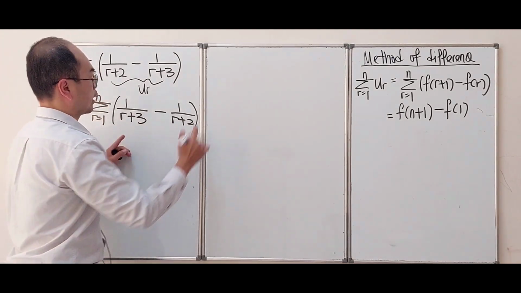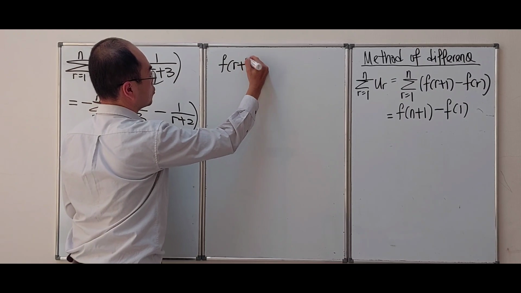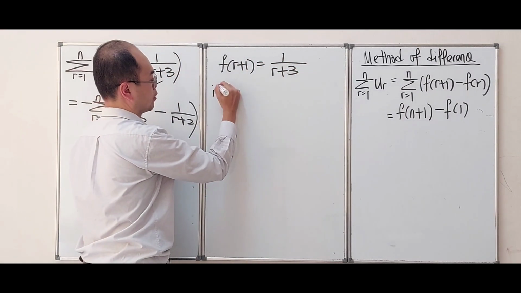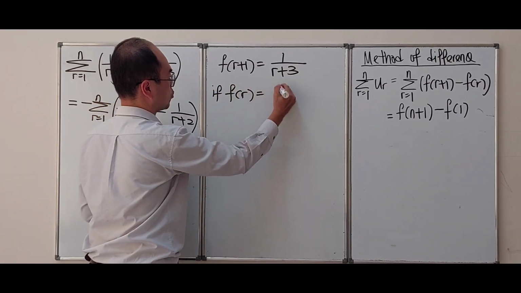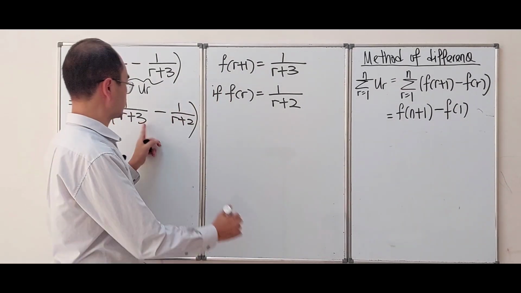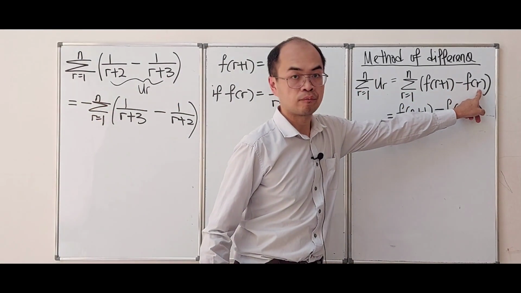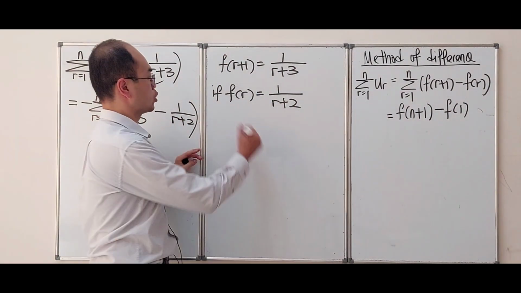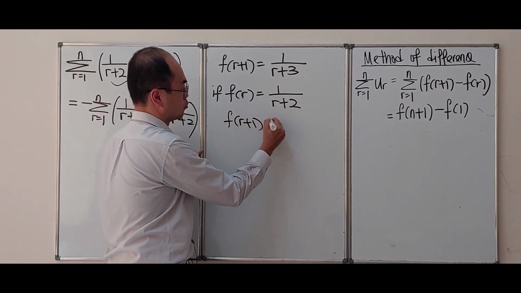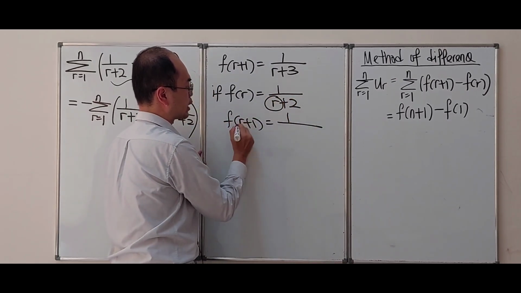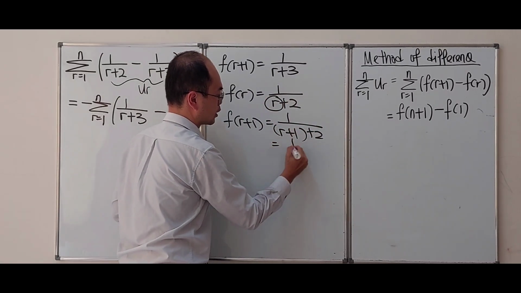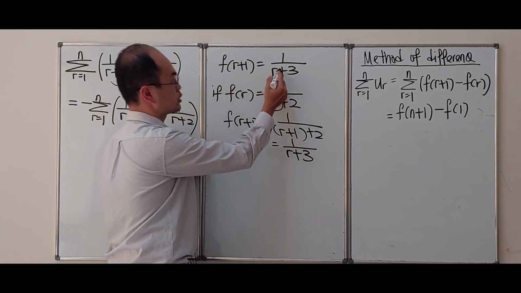So then I know that my f r plus 1 will be equal to 1 over r plus 3 if my f r is equal to 1 over r plus 2, right? If f r is 1 over r plus 2, then f r plus 1 will be equal to 1 over, I replace the r with r plus 1, plus 2, so eventually we'll get 1 over r plus 3, which is the same as this.